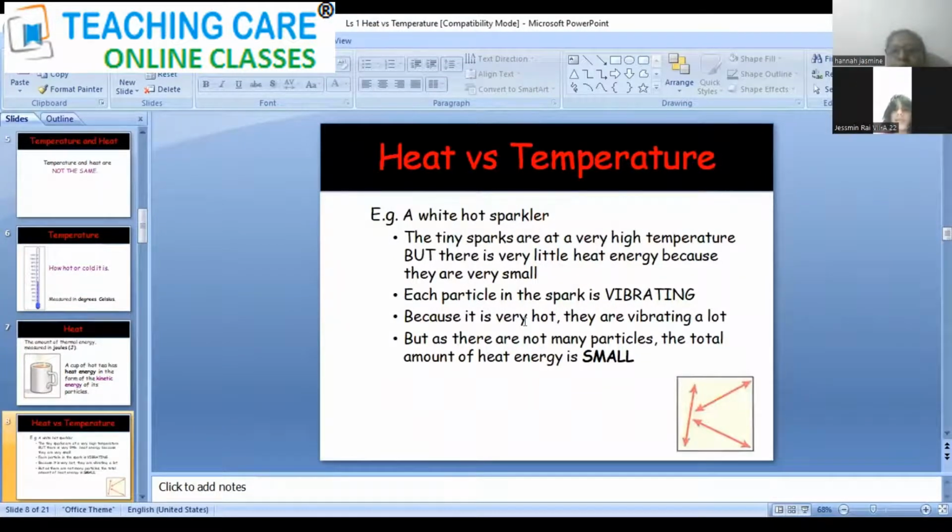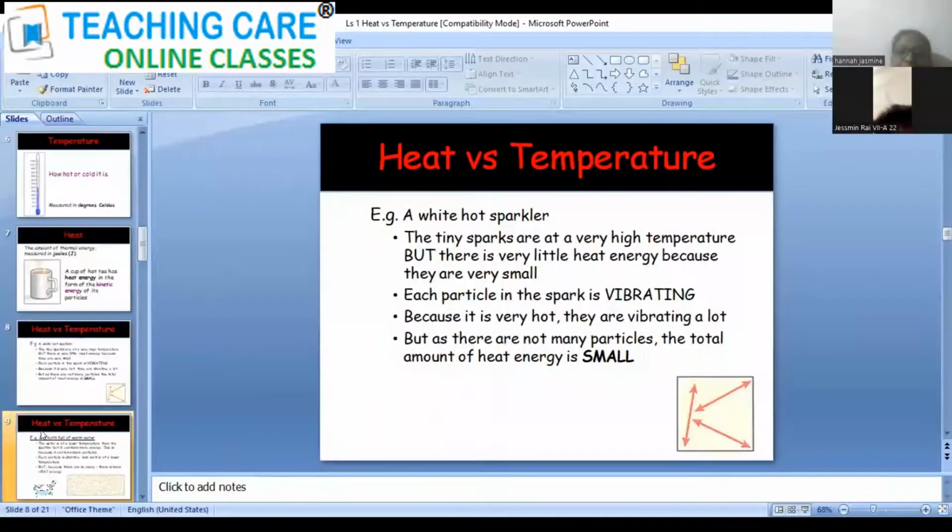Okay, so this is the hot sparkler. Here the temperature is high, but the heat is small, because the sparkles are very small particles. Though the particles are vibrating, the particles are very less, isn't it? So the amount of heat energy is less, but comparatively, can you see how this is boiling water?